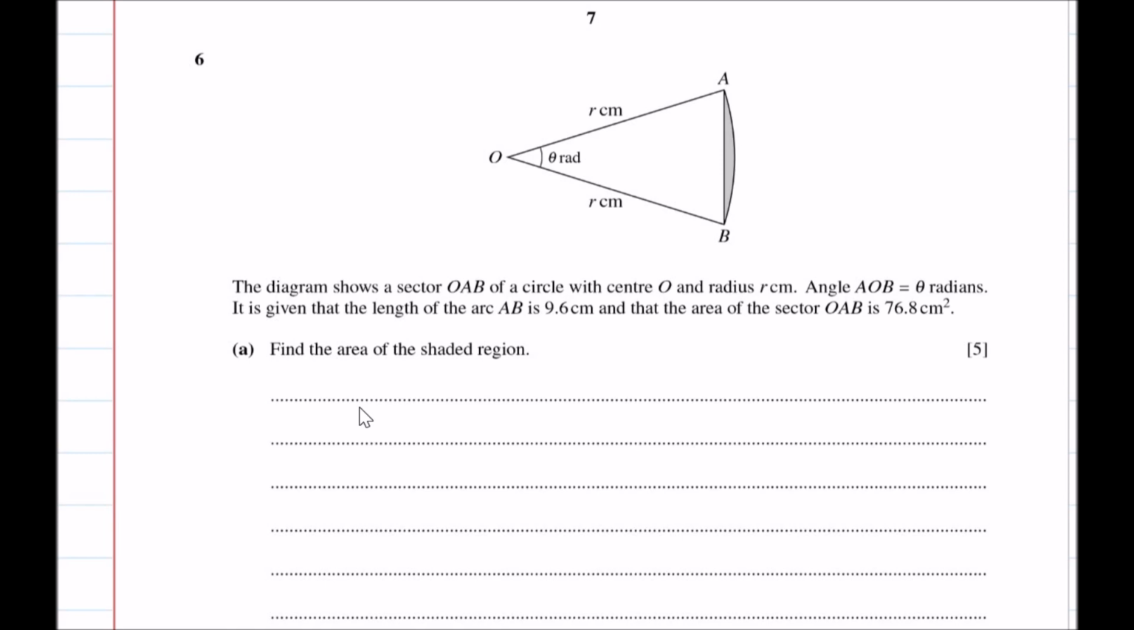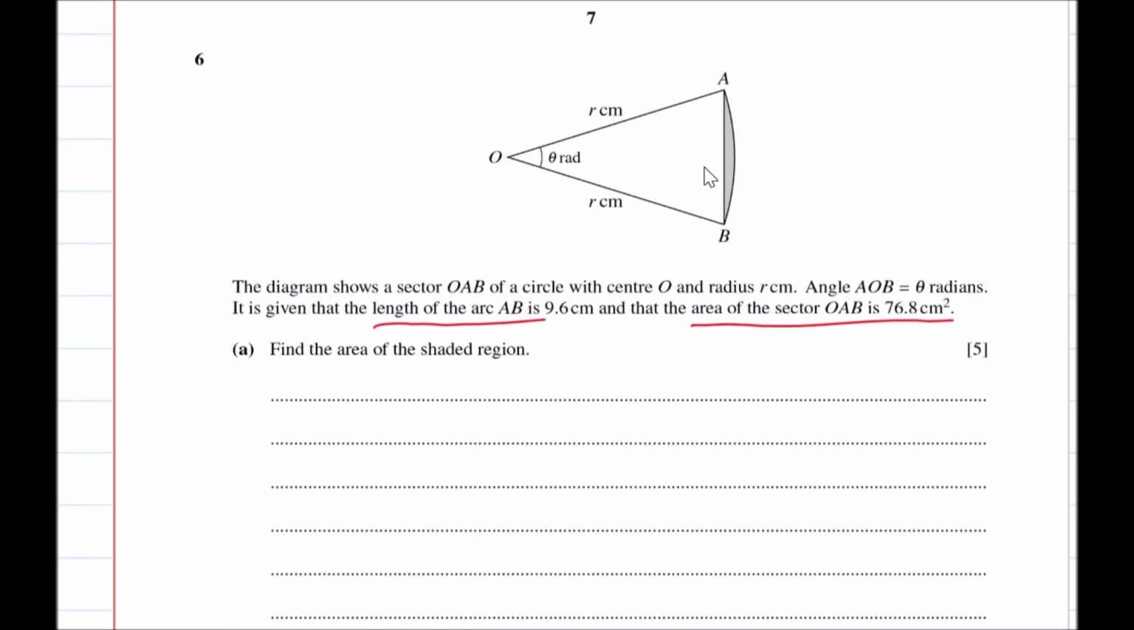Question number 6. The diagram shows a sector OAB of a circle with center O and radius r centimeter. Angle AOB equal to theta radians. It is given that the length of the arc AB is 9.6 centimeter, and that the area of sector OAB is 76.8 centimeter square. So we have been given the arc length and the area of the sector. We have to find the area of the shaded region.